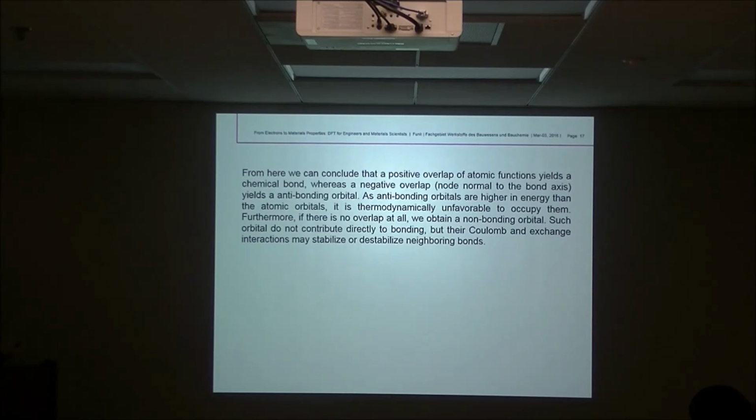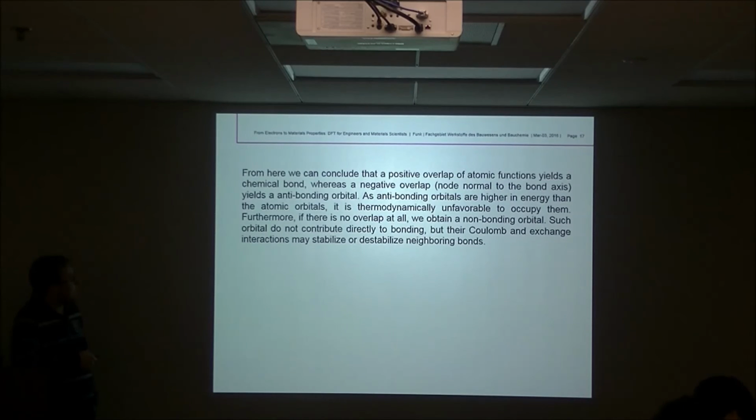Okay, so we can conclude that a positive overlap of atomic functions yields a chemical bond. And a negative overlap yields an anti-bonding orbital, which means, well, actually it means more nodes than we have in our occupied space. This is just true with one node, it is true for a hydrogen molecule. We know that anti-bonding orbitals are higher in energy than the atomic orbitals from which they formed. And this means it is thermodynamically totally unfavorable to occupy them.